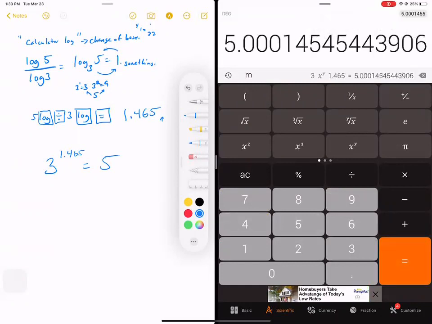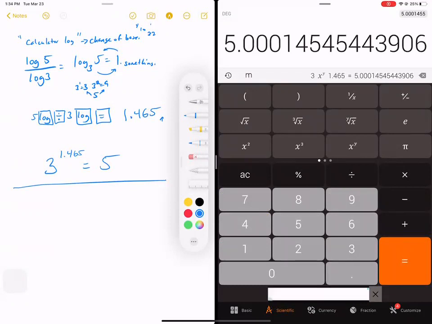Now this is how we're going to solve for those unknown exponents. Not every exponent is going to be a whole number. Sometimes it's going to be a fraction, sometimes it's going to be a decimal. That's fine, but we now have a calculate operation to find that. So let's see how we would put this into use. It is true that 3 to the 1.465 would give me the 5.